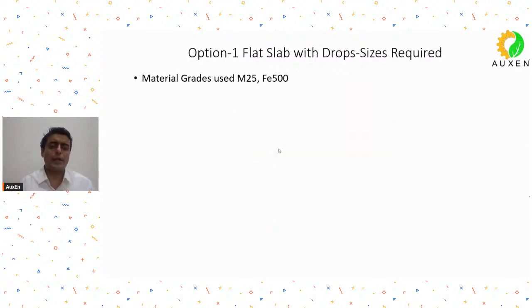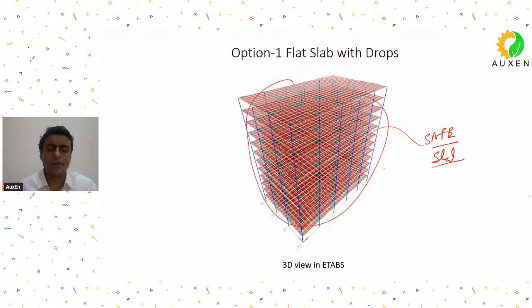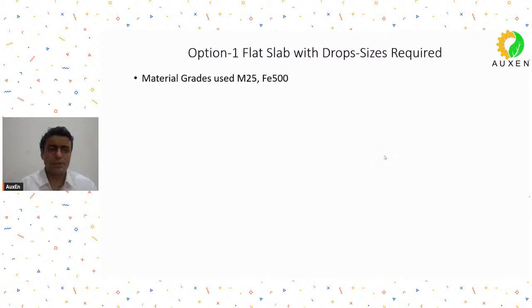Now when we analyzed the ETABS model, we also made a SAFE model for the slab, and we did an analysis in SAFE also to finalize the slab thicknesses and the drop panel thicknesses, and the column sizes we finalized or decided in the ETABS. So after all these things, the sizes that we got were as follows.